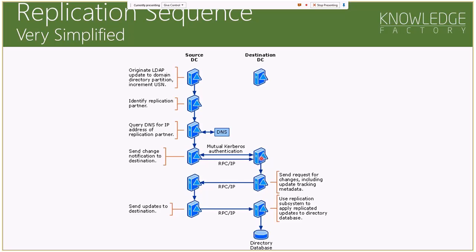On the destination side, I realize that, okay, I want this update. So I send a request for changes, including all the metadata that I need to know what to change and if I should change it. So I send it back. It acknowledges it and sends the updates to the destination. This is not 100% true. It's actually pull, but this is how Microsoft wants us to tell you. So I use the replication subsystem and apply the updates to the database. So that's a very simplified version of it, but that's how it goes, and it's not that hard to see the logic behind it.